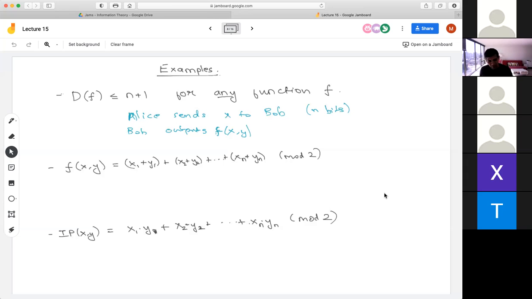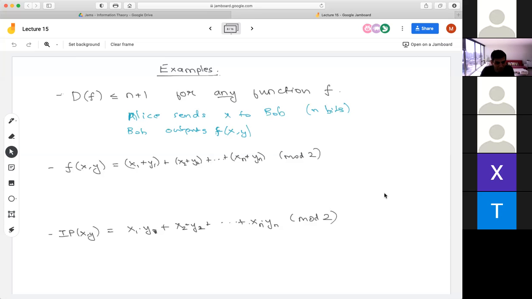So this says that n, or n plus 1, is trivial, and we'll be interested in asymptotic bounds. It's more interesting to see how much smaller than n the communication complexity is for some given function.